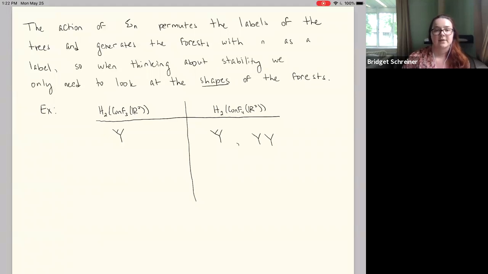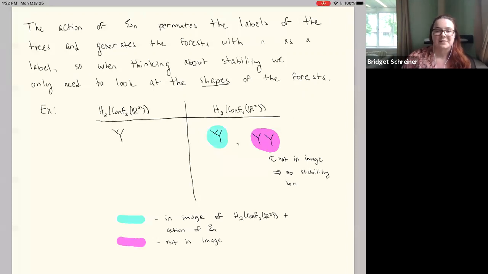So for example, if we look back at this homology, second homology of configurations of 3 points, the only possible forest here is the one tree with 2 internal vertices, because we only have 3 labels to choose from. So the other possible forest with 2 internal vertices is shown on the right there, and it has 2 trees, but in order to put labels on all of the leaves there, we need at least 4 labels. So that class does not appear in the second homology of configurations of 3 points, just because we don't have enough labels to be able to put on all of the leaves.